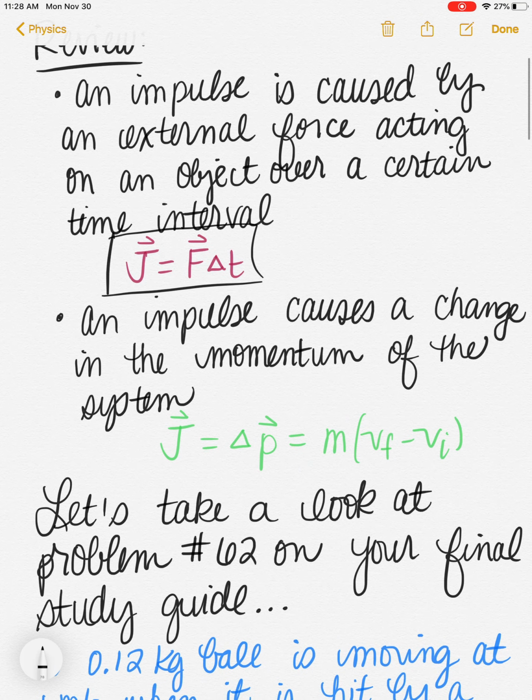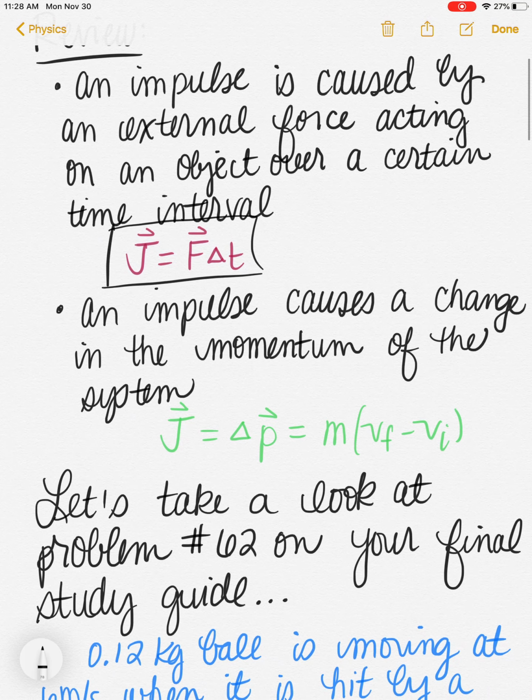The second review statement that we have is that an impulse causes a change in the momentum of the system. So the equation for that is that impulse, capital J, is equal to the change in momentum, which is P. Now notice both impulse and momentum are given the vector symbol, and if we go back to the first equation that we had, impulse and force are vectors.